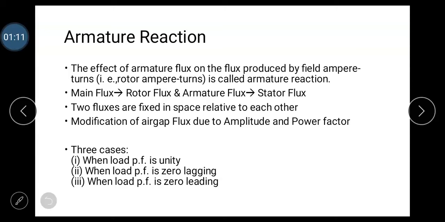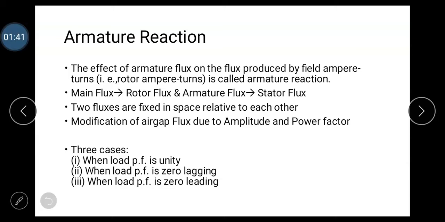Since it's a three-phase current, a three-phase flux will be produced. That is nothing but a rotating magnetic field. The resultant is nothing but a rotating magnetic field, like in an induction motor, where whenever a three-phase supply is given to the balanced three-phase windings, a rotating magnetic field will be produced.